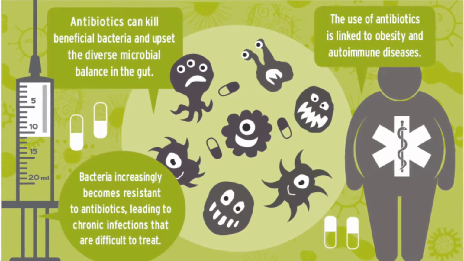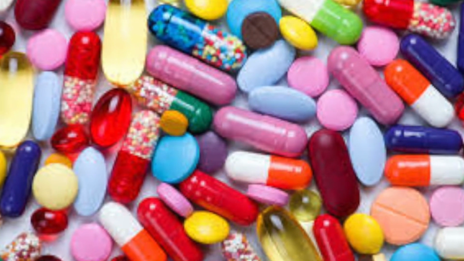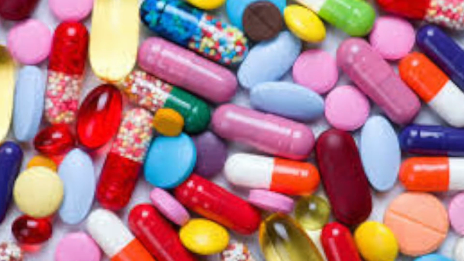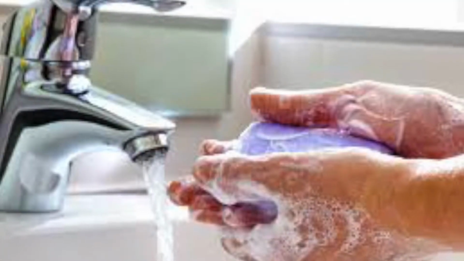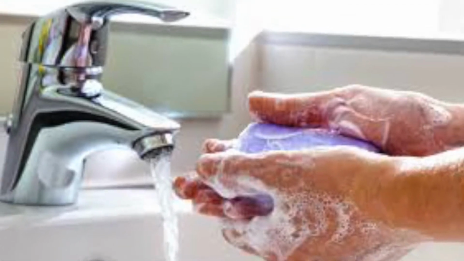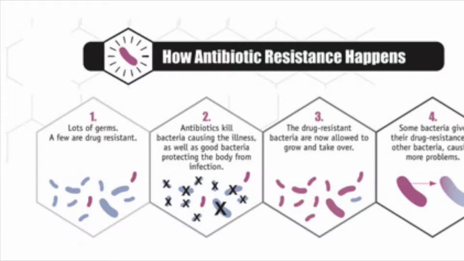How antibiotic resistance happens. The first thing that happens is that a ton of germs collectively come together infecting the individual. A few of these germs are also drug resistant. The second thing that happens is that antibiotics kill the bacteria causing the illness, but also kill the good bacteria that helps protect your body from any infections.